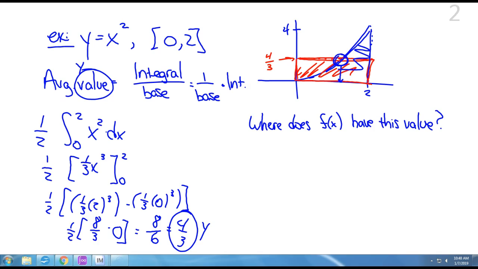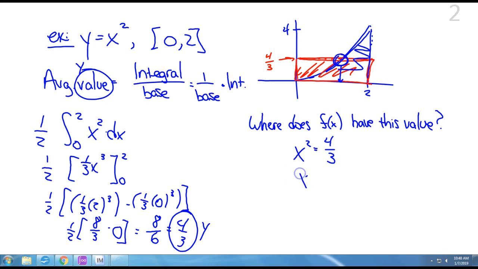What's the x value there? So the function is going to intersect that average value at some point, and they're saying, okay, where is that? So you take the original function, you set it equal to the average value, and you solve. Some of these are easier to solve than others. None of them are too bad.